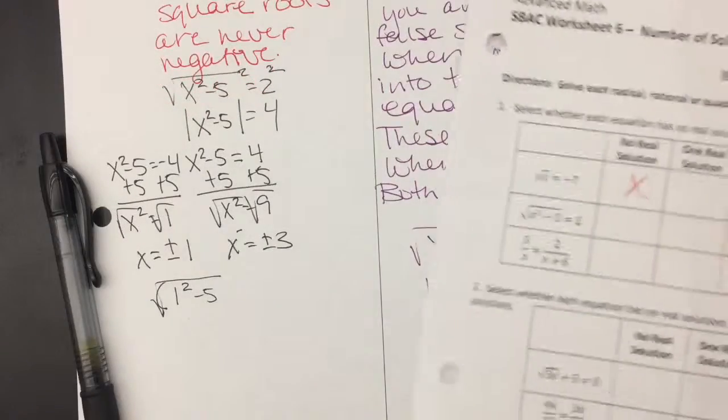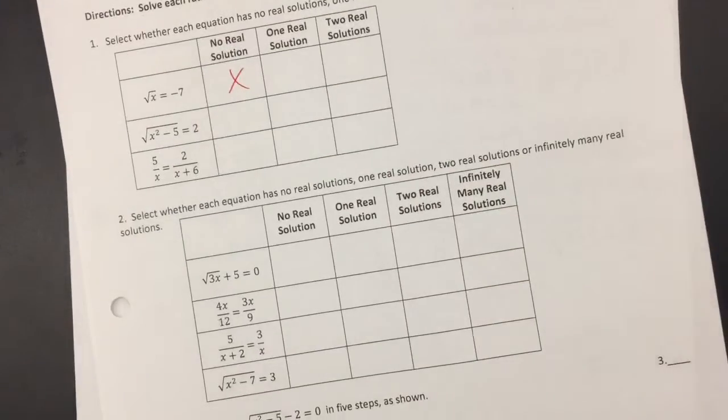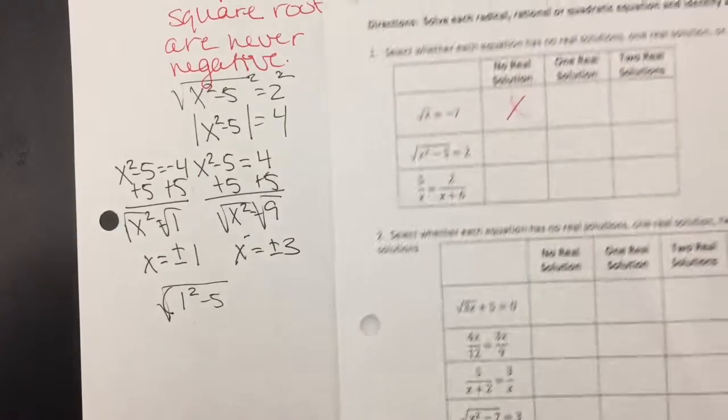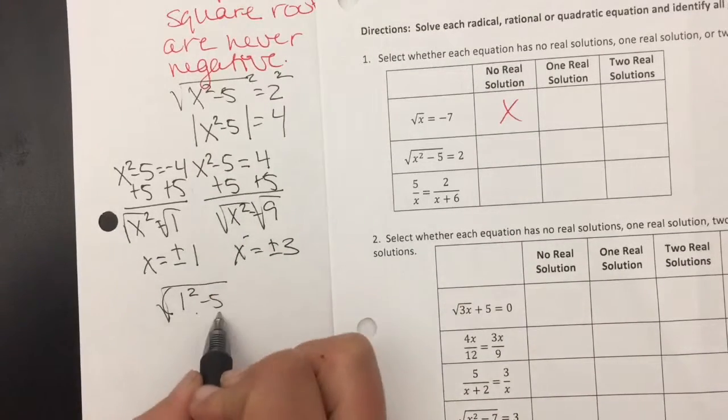Perfect. All right, awesome. So when I square that, I would get negative 4.